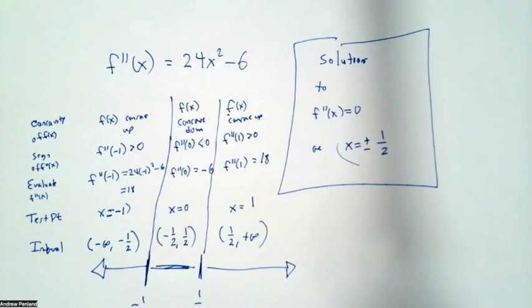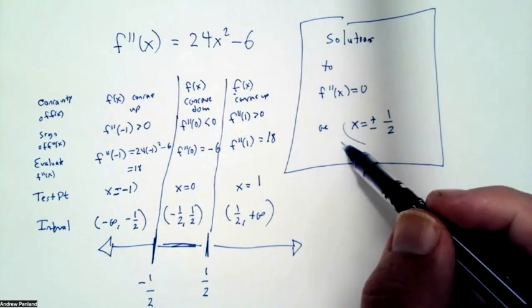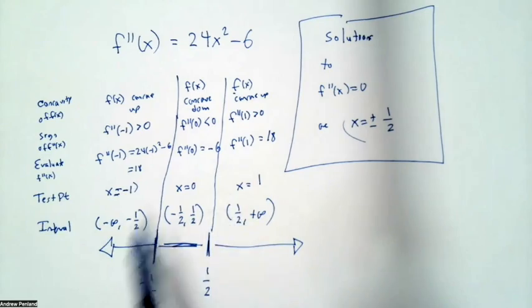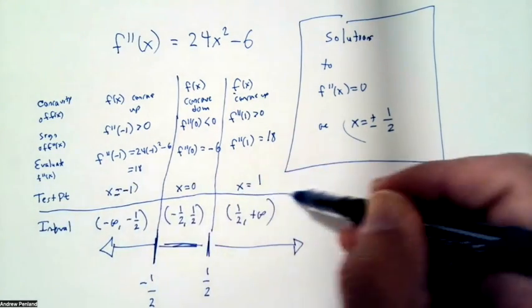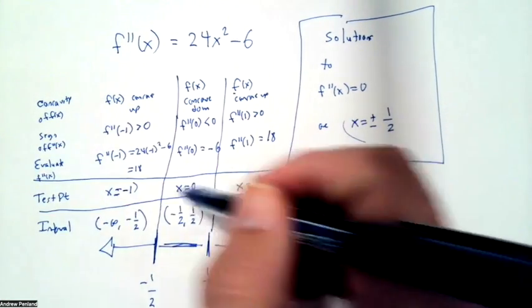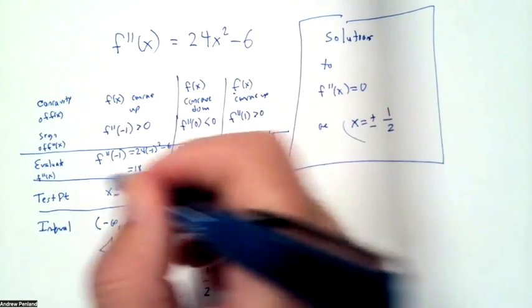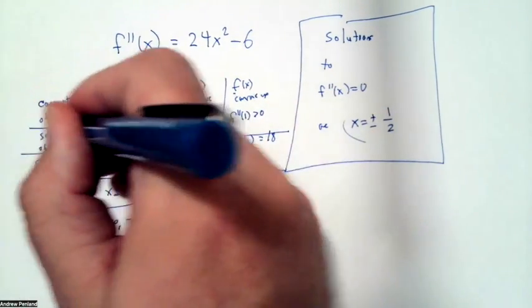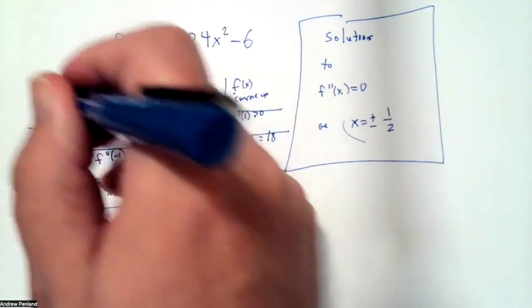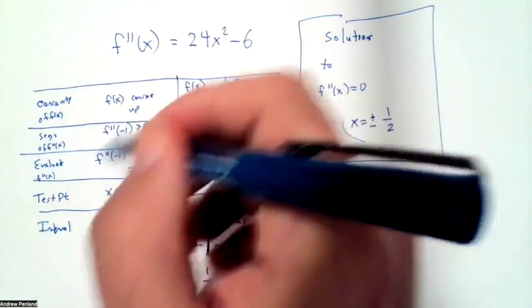So the important thing is to find the places where f double prime of x is equal to 0. Divide your number line into intervals based on that. Choose a test point from each interval. Evaluate f double prime of x at that test point. Determine the sign of f double prime of x, and then determine the concavity of f of x.